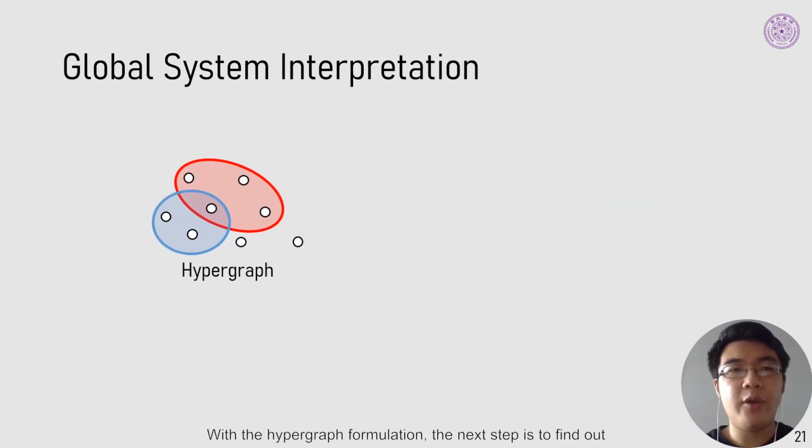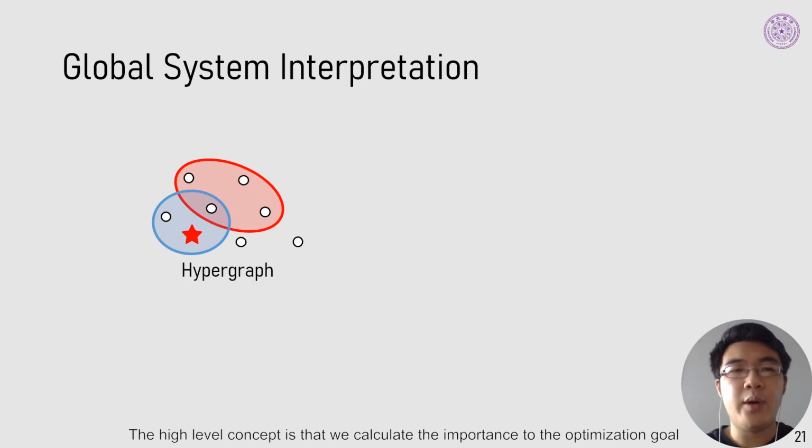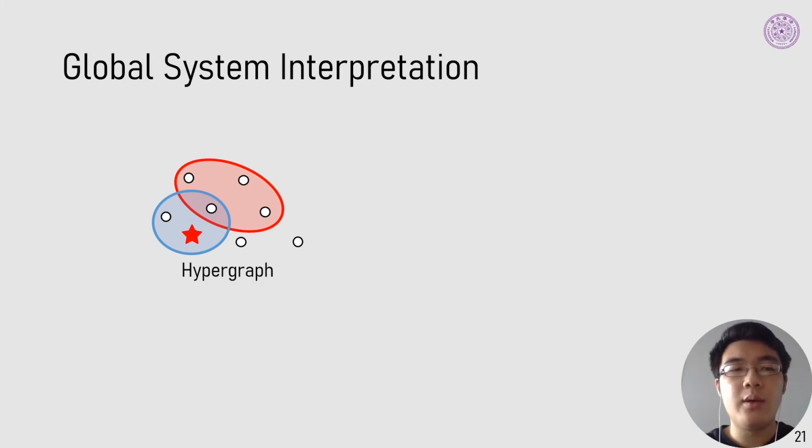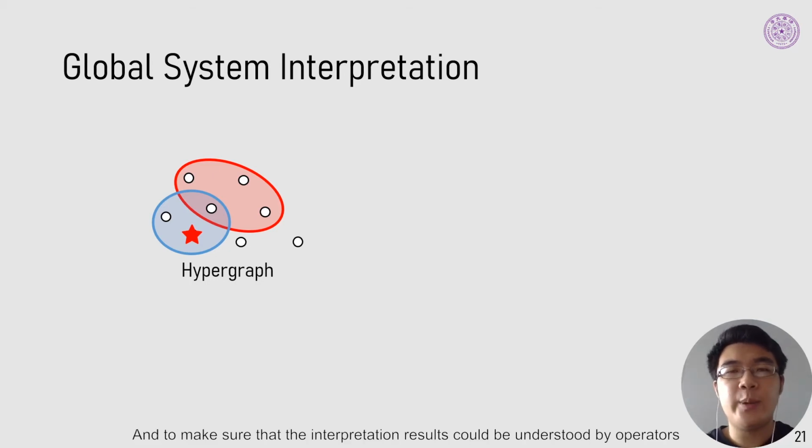With the hypergraph formulation, the next step is to find out which connection between hyperedge and node is critical to the optimization result. In the interest of time, I can't go into the details. The high-level concept is that we calculate the importance to the optimization goal of every connection in the hypergraph. Network operators can therefore use this information to understand why DNNs make such decisions, and to make sure that the interpretation results can be understood by operators.